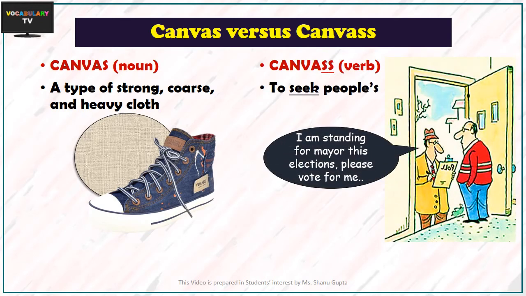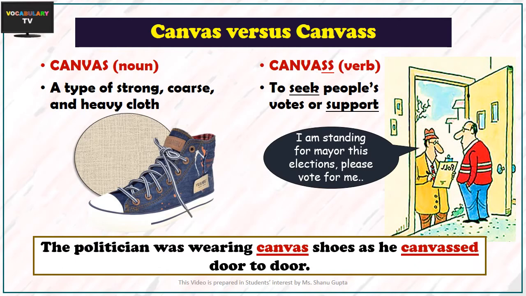An easy way to remember the difference is, the double S in canvass stands for seek support. When you canvass for something, you seek support for you or your ideas. Like during elections, politicians canvass all prospective voters in their area. An example sentence for the words is, the politician was wearing canvas shoes as he canvassed door to door.